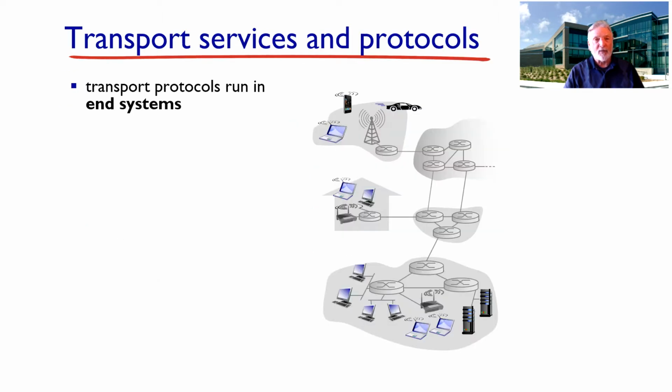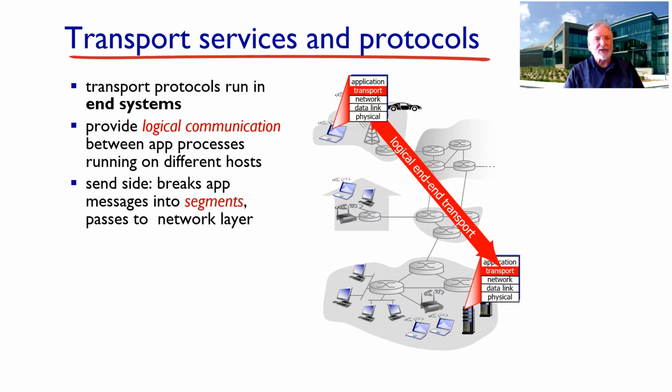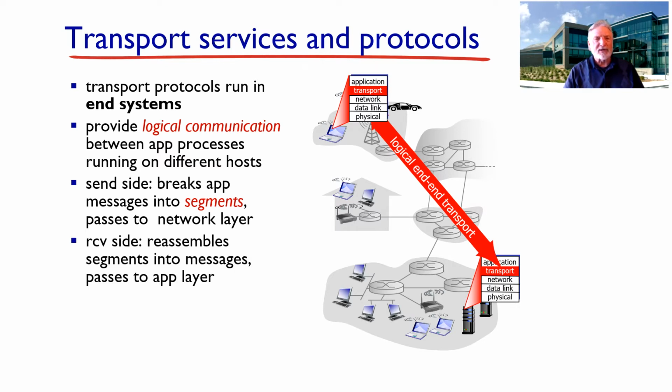The transport layer runs only on end systems. This layer provides logical communication between application processes running on different hosts. The sending side breaks the application messages into segments and passes them to the network layer. The receiving side reassembles the segments into messages and passes them to the application layer.